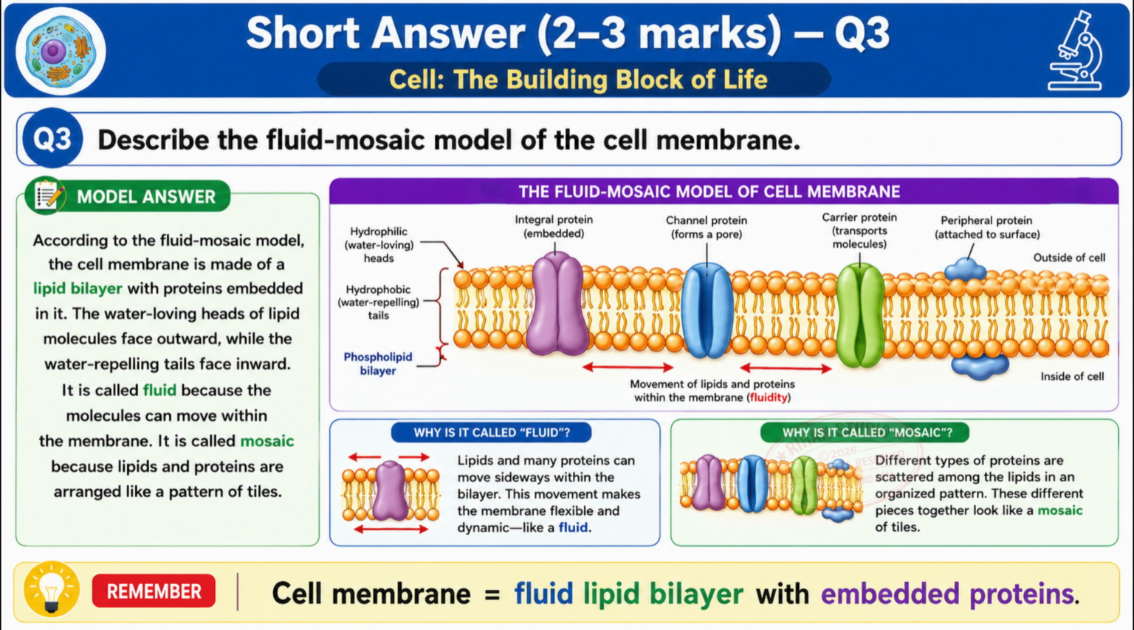3. Describe the fluid mosaic model of the cell membrane. Model answer. According to the fluid mosaic model, the cell membrane is made of a lipid bilayer with proteins embedded in it. The water-loving heads of lipid molecules face outward, while the water-repelling tails face inward. It is called fluid because the molecules can move within the membrane. It is called mosaic because lipids and proteins are arranged like a pattern of tiles.